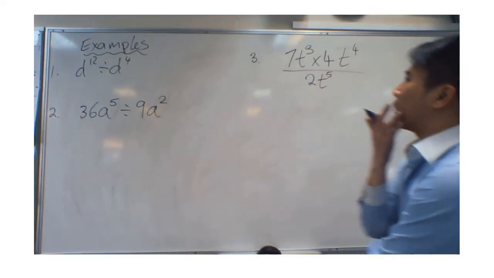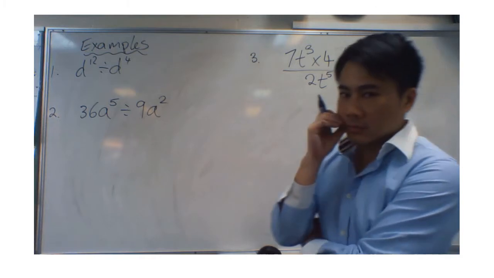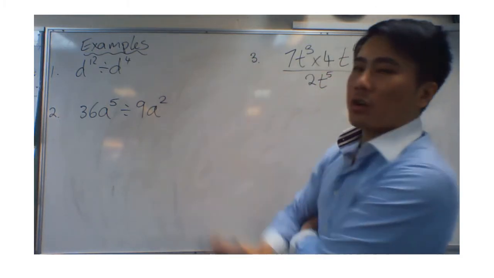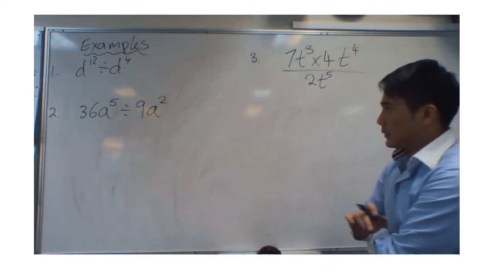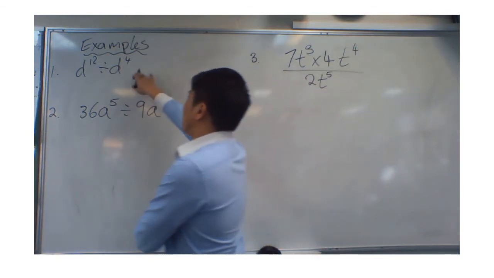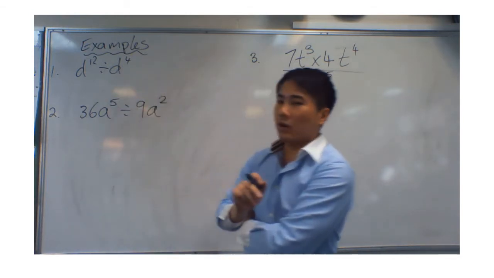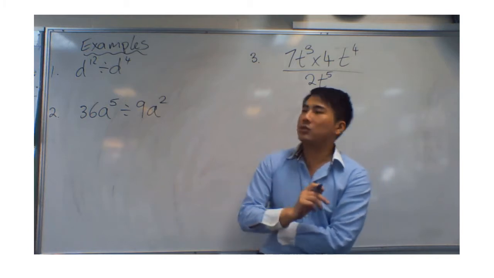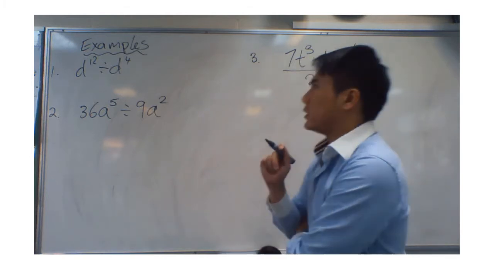Alright, so let's go through another 3 questions. Again, I want you to write down these questions and then you're going to work through each step with me. I've got d to the power of 12 divided by d to the power of 4. I want you to solve it for me. I want you to simplify that for me.